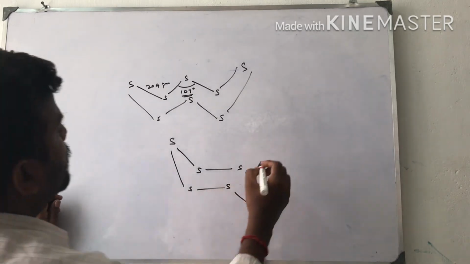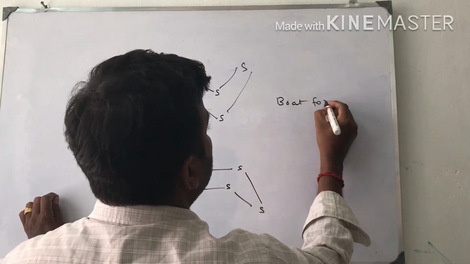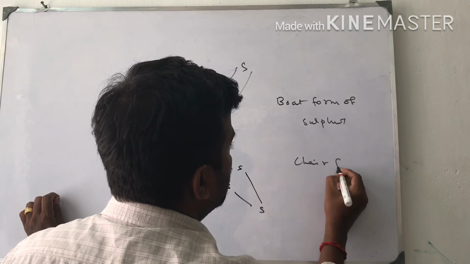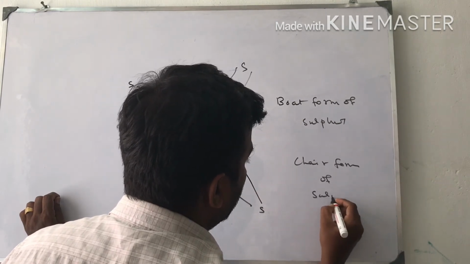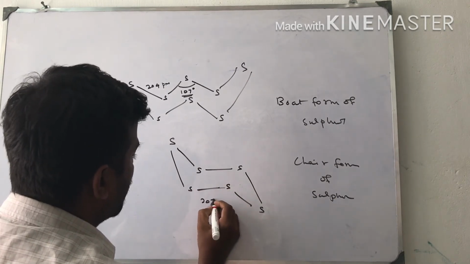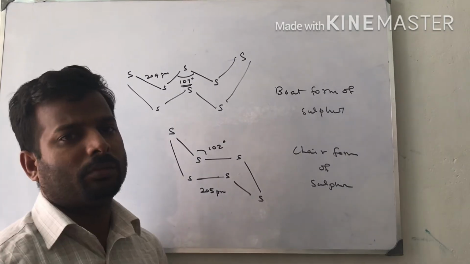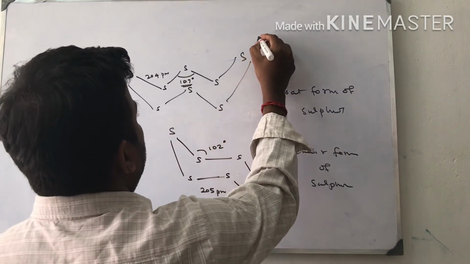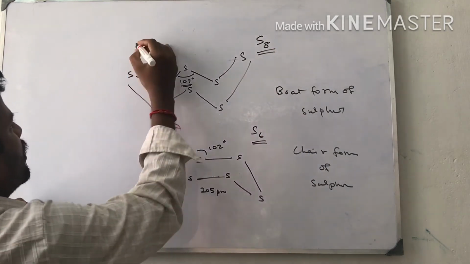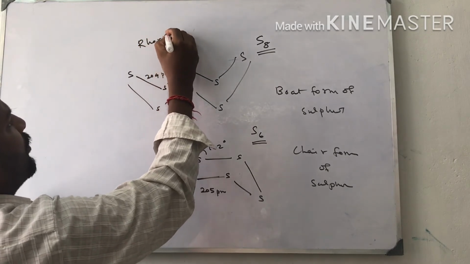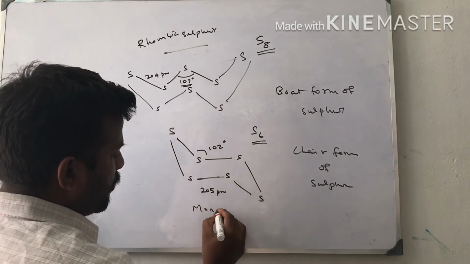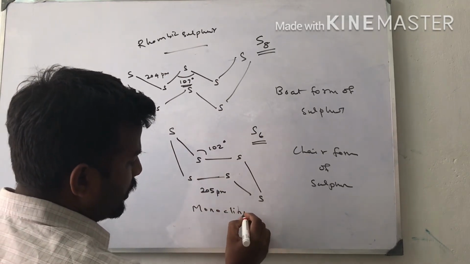This is the chair form. This is another form of sulfur. Here the bond length is 205 picometer. This is the chair form. S8 form, and this is the S6 form. This is the structure of rhombic sulfur. And this is the structure of monoclinic sulfur, or beta sulfur.